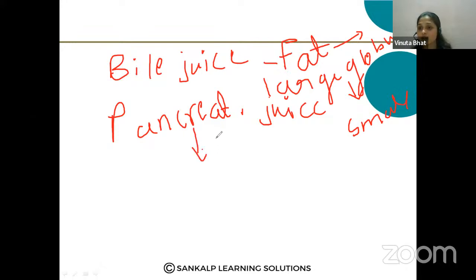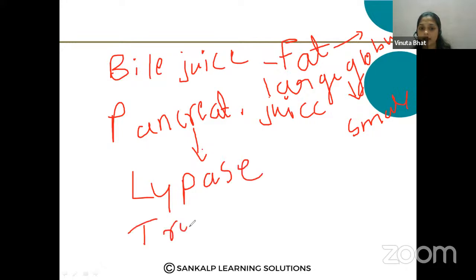So the first function of the pancreatic juice is that it will make the food alkaline. The food was acidic because of the HCl, so the pancreatic juice converts it to alkaline. And this pancreatic juice contains two important enzymes, lipase and trypsin. Do you know trypsin? Keep commenting. Lipase and trypsin. So this lipase helps for the further digestion of the fat.